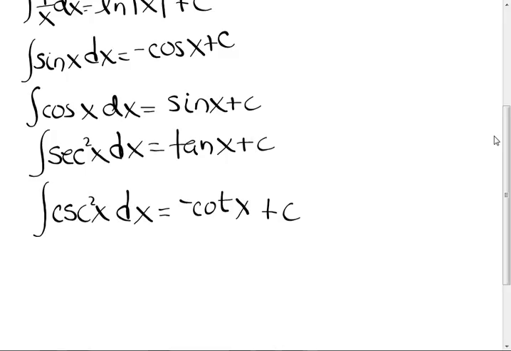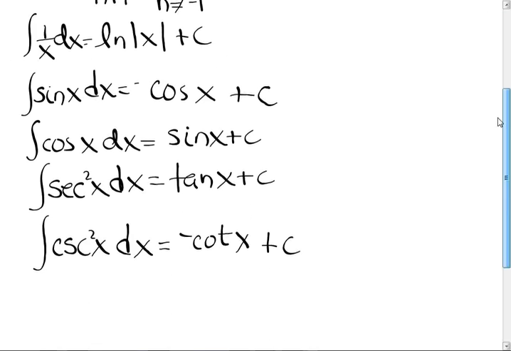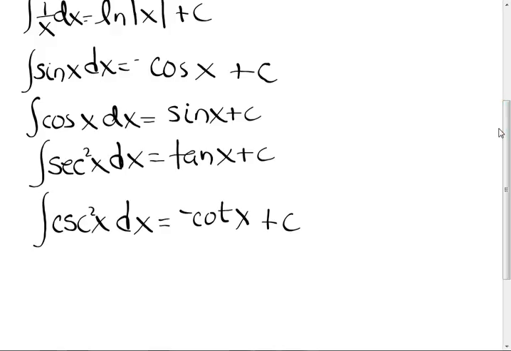Where? I don't think I've made a mistake. Sorry, I wanted to make that look nicer. I didn't like the way that looked. When you take the derivatives of the cofunctions, you get negative. So when you anti-differentiate and you get a cofunction, that will be negative.